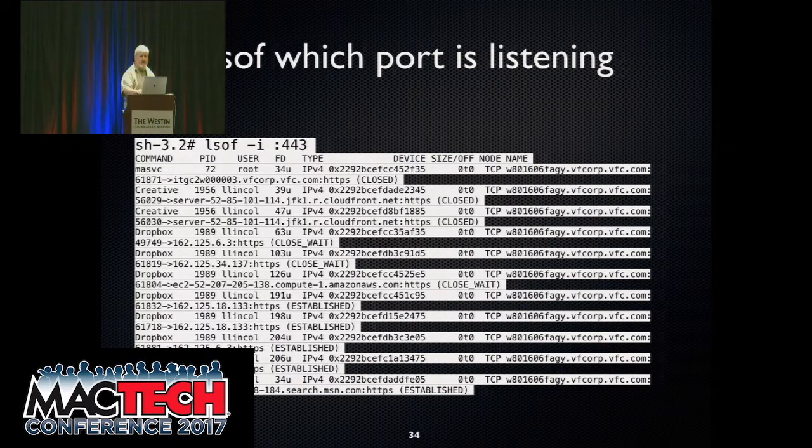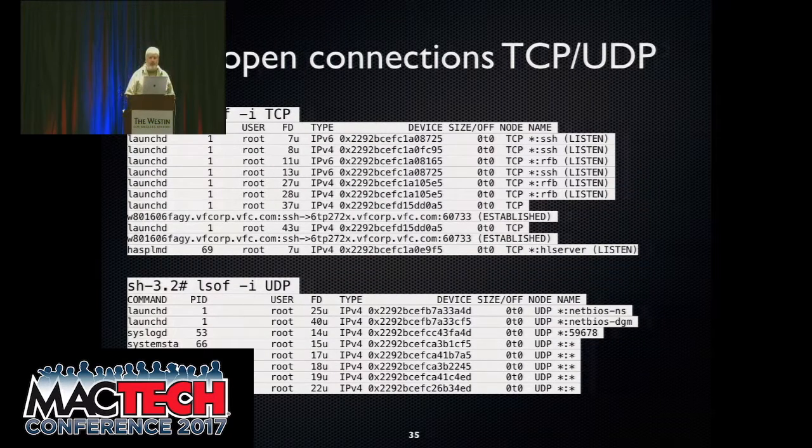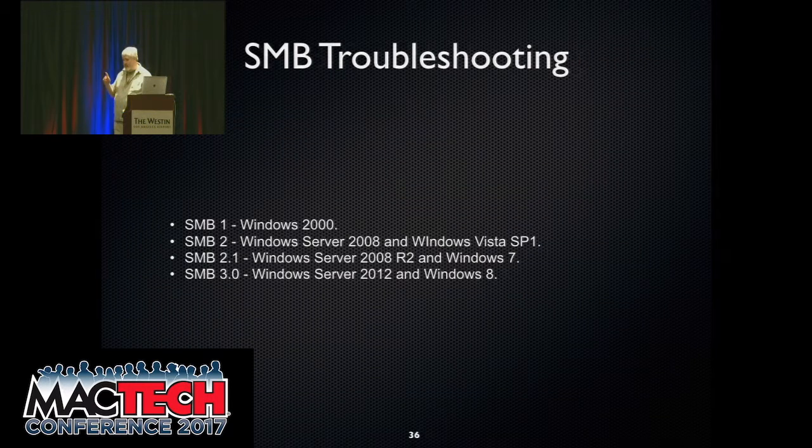Okay. If I want to look at what TCP or UDP, again, same thing. I can see what's listening. I can see what's actively working. So we've seen a lot of things that lsof can do, listing open files. But let's talk about one of my favorites, SMB troubleshooting.